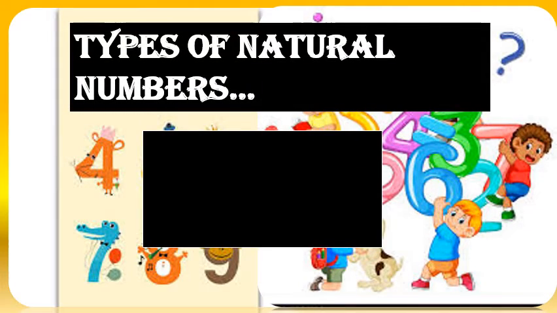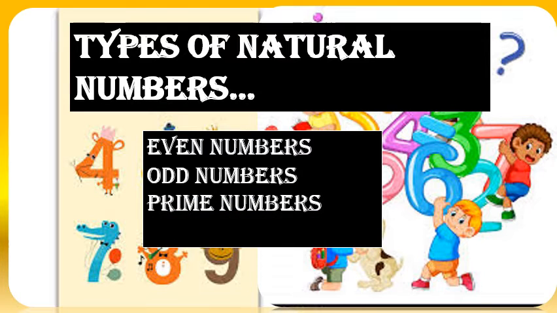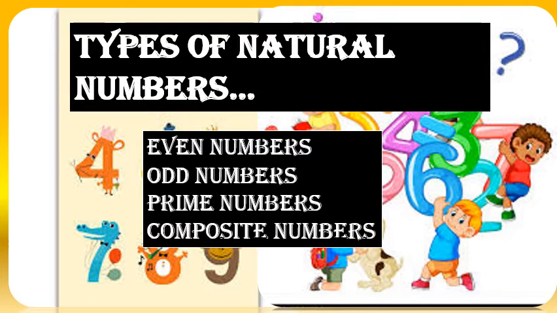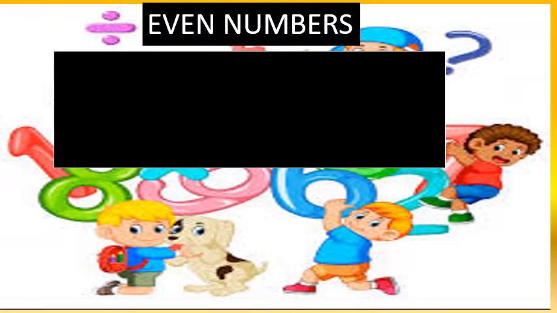Now children, let's see types of natural numbers. They are even numbers, odd numbers, prime numbers, and composite numbers. Children, these are not the only types. Besides them, there are many more types of numbers which you will study in the higher classes. Now, first we will discuss even numbers.